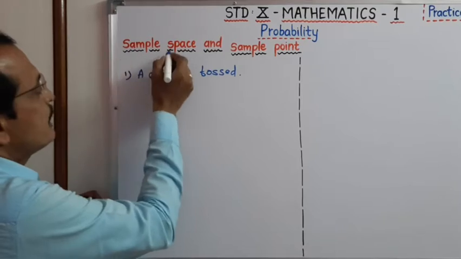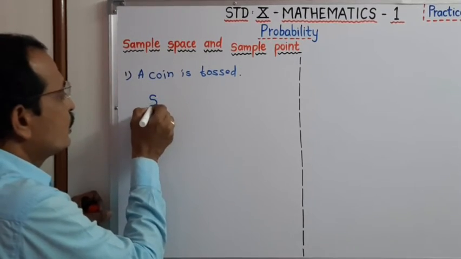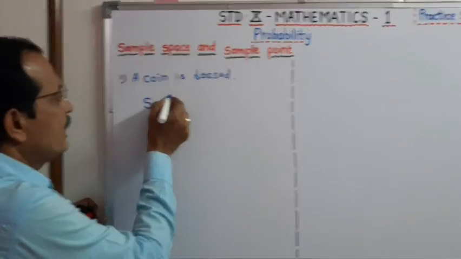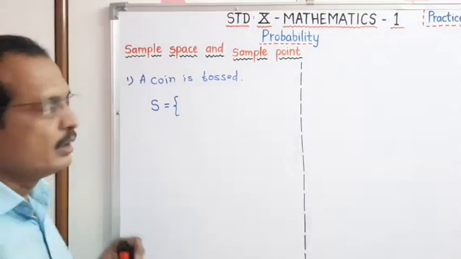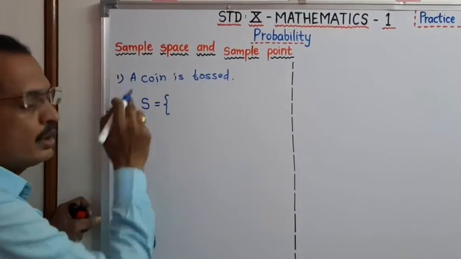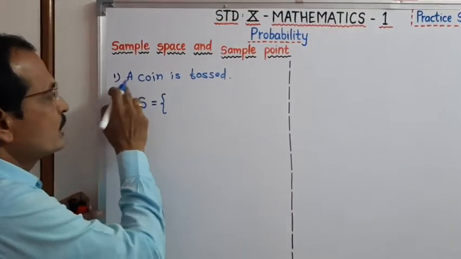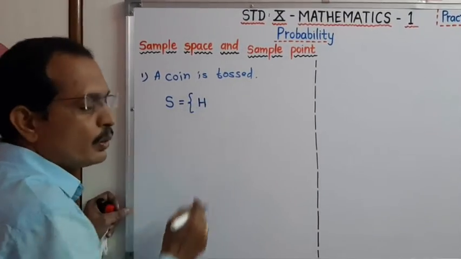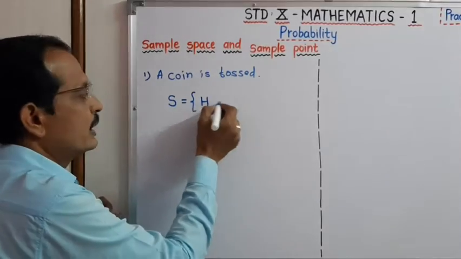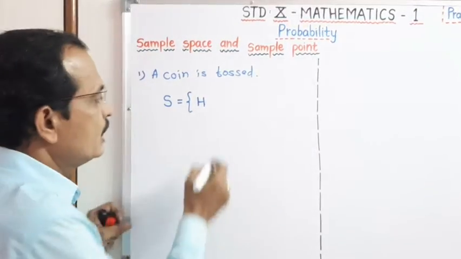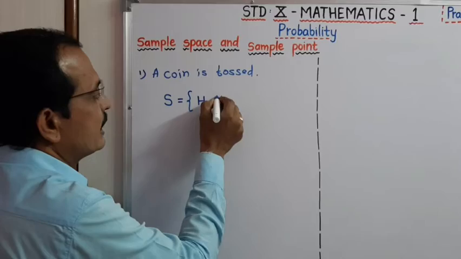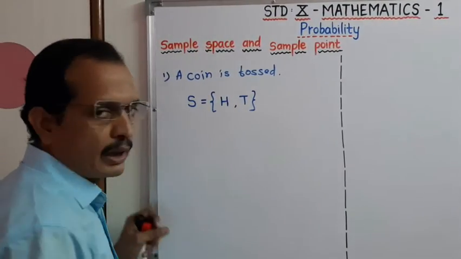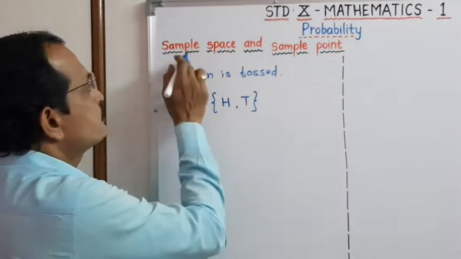See here, this sample space is generally denoted by capital S, then we put an equal sign, and then we make the curly bracket. A coin is tossed. For this one coin, what are the possibilities? It will be a head. We do not have to write the whole word head, only H. Then another possibility is tail. So H, we put a comma, then we write T. Then complete the bracket. This is the sample space.